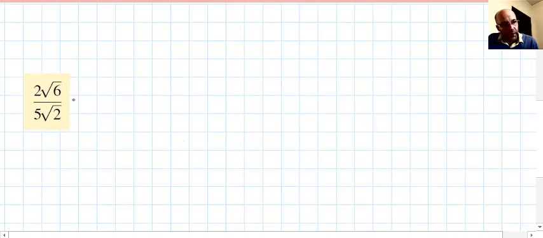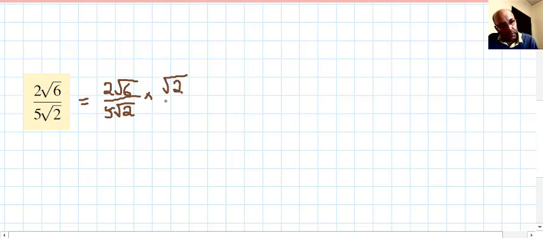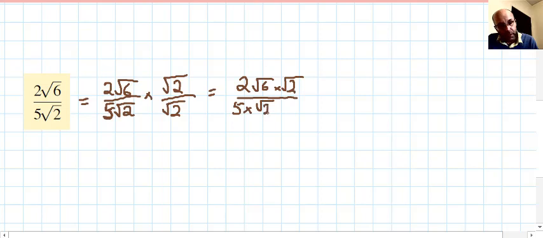Next example, we have 2 root 6 over 5 root 2. Now remember, we're just looking at the surd on the bottom. So we will have 2 root 6 over 5 root 2. Now that root 2 I'm just drawing in now, that's our key. So root 2, root 2. Let's draw that 5 in properly. Multiply through. On the numerator we have 2 times root 6 times root 2. We have 5 times root 2 times root 2.